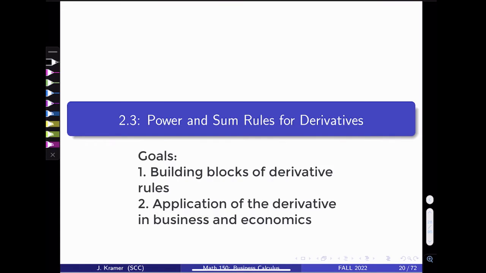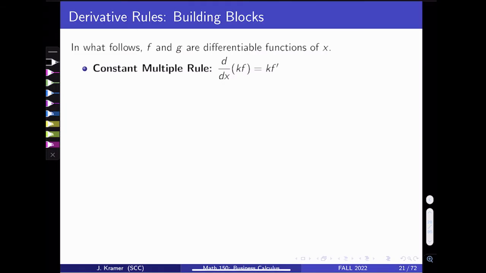In this video, we'll review the power and sum rules for derivatives. The goals of this video will be to cover the building blocks of derivative rules. We'll also talk about the applications of the derivative in business and economics. In what follows, we'll assume that f and g are differentiable functions of x.